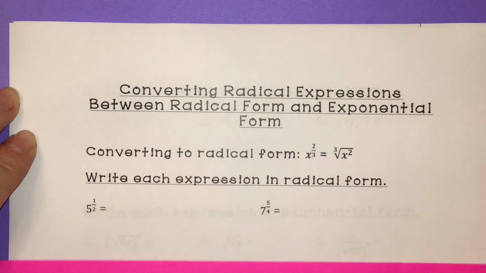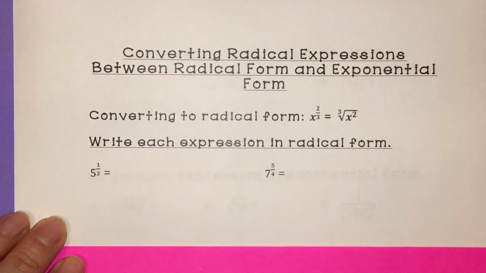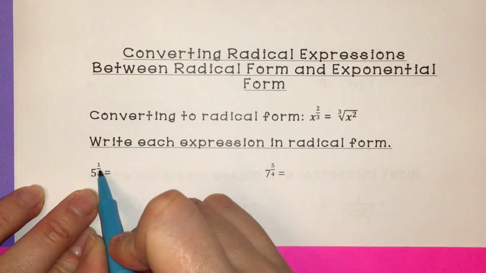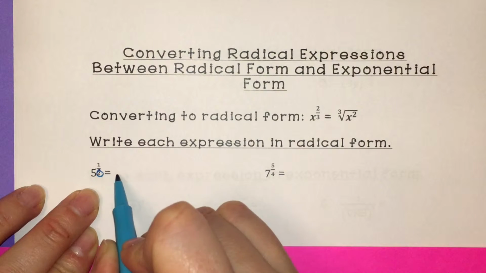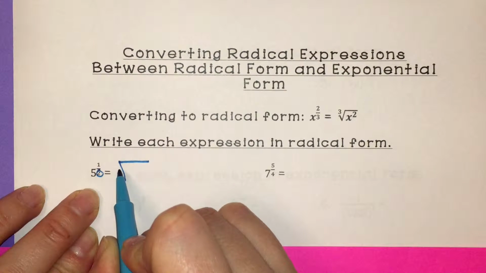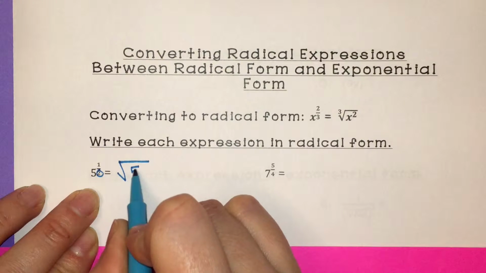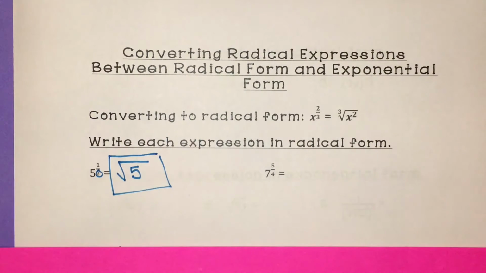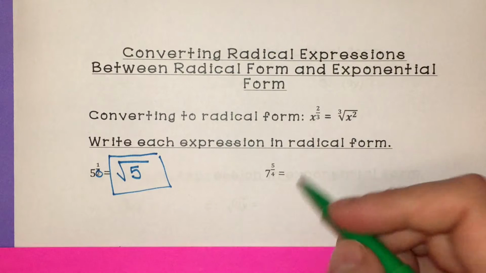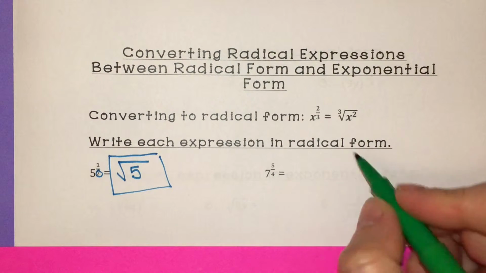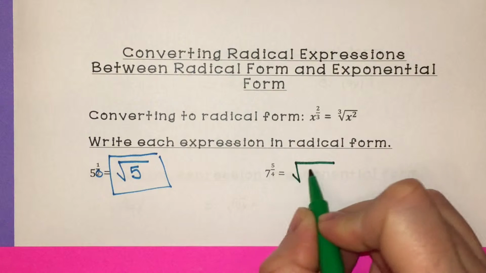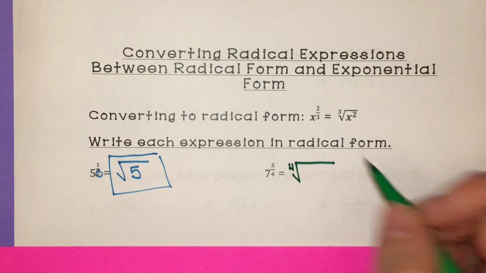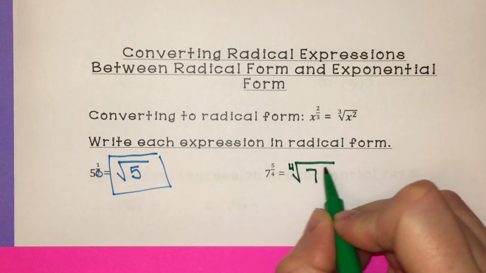So we're just going to look at that and see if we can figure a couple out. So 5 to the power of 1/2. That means whatever is in the bottom, the denominator of the fraction, is our root. So square root of 5 to the power of 1, which is just 5. So the square root of 5 is the first one. All right, we have 7 to the power of 5/4. Okay, the denominator is 4, so that means our root is 4. We're going to find the fourth root of 7 to the power of 5.